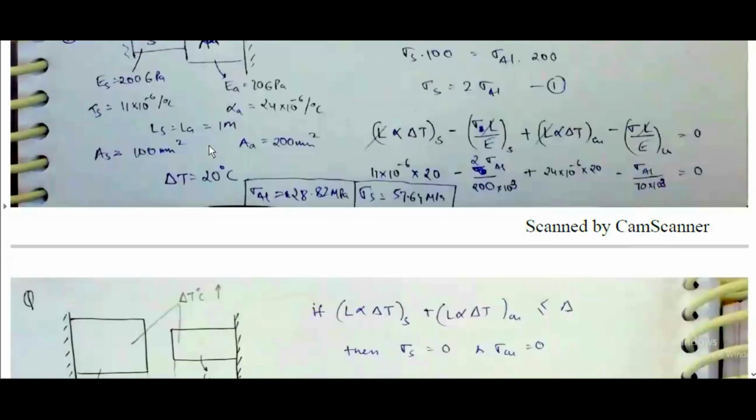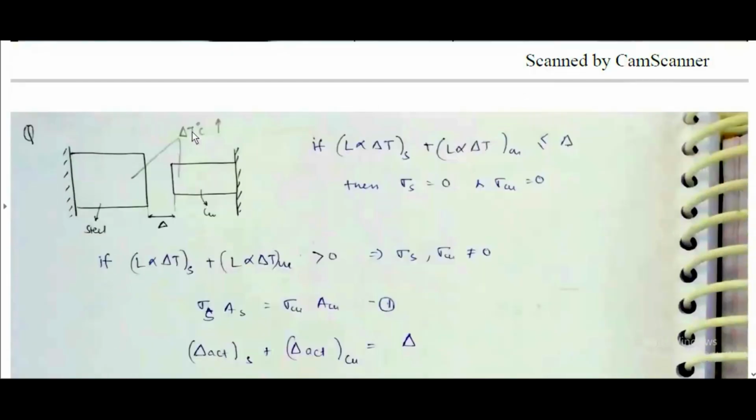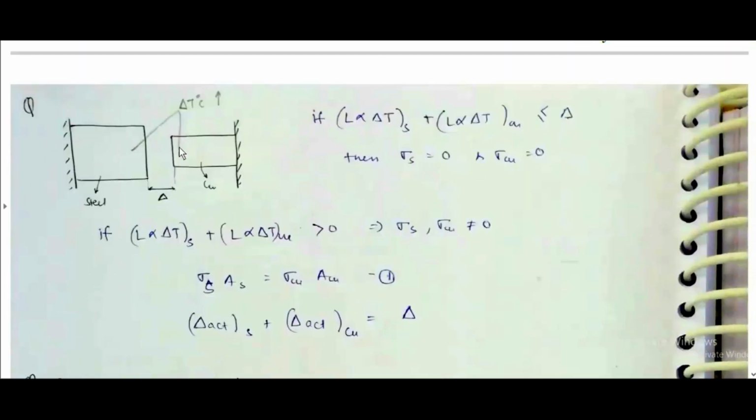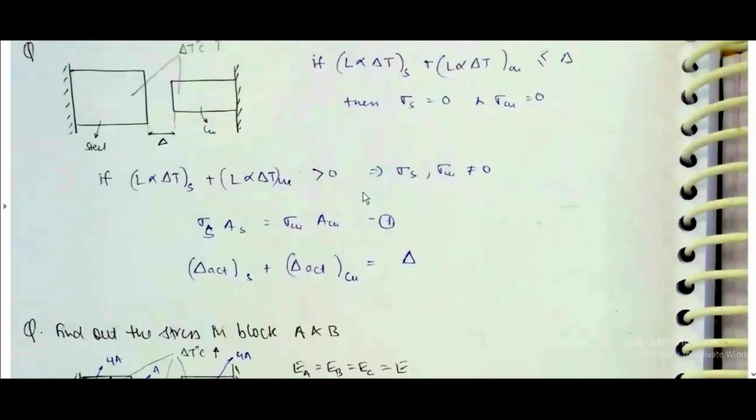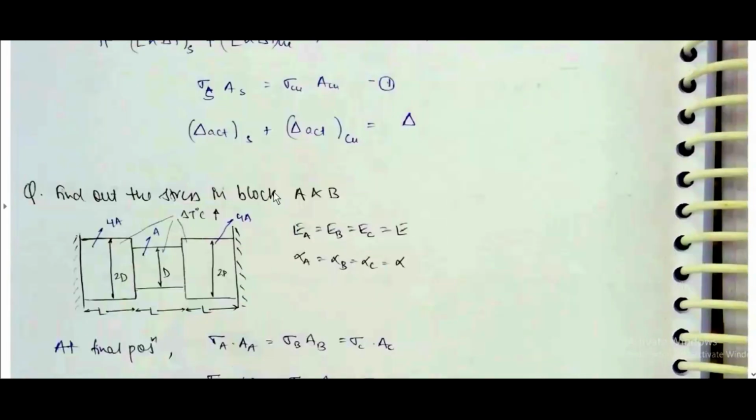Okay, so based on the above examples, there are some problems. And there is a gap less than or equal to delta than 0. If there is, then we have to think about the final position: the forces will be equal. Then delta actual steel plus actual copper is equal to this gap delta.